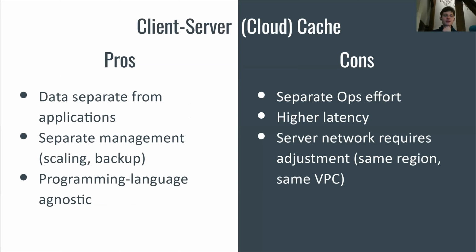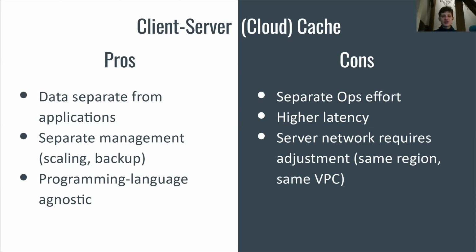Short summary: pros and cons of client-server and cloud caching. From the good sides, data is separated from your application, and you can manage your cache cluster separately. So you can scale it up, down, do backups, everything you want, separately. It's programming language agnostic, because we use a cache client to connect to the cache server. From the downsides, you need to spend some time on managing the server itself, or pay for the cloud solution.